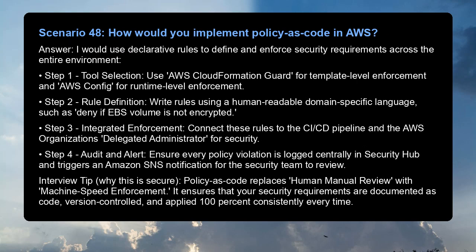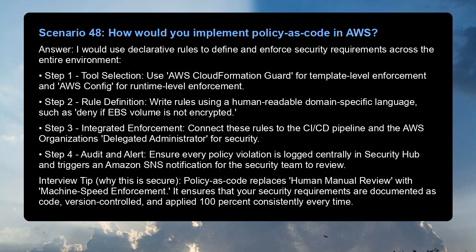Scenario 48. How would you implement policy as code in AWS? Answer: I would use declarative rules to define and enforce security requirements across the entire environment. Step 1. Tool selection. Use AWS CloudFormation Guard for template-level enforcement and AWS Config for runtime-level enforcement. Step 2. Rule definition. Write rules using a human-readable domain-specific language, such as deny if EBS volume is not encrypted. Step 3. Integrated enforcement. Connect these rules to the CI/CD pipeline and the AWS organization's delegated administrator for security.